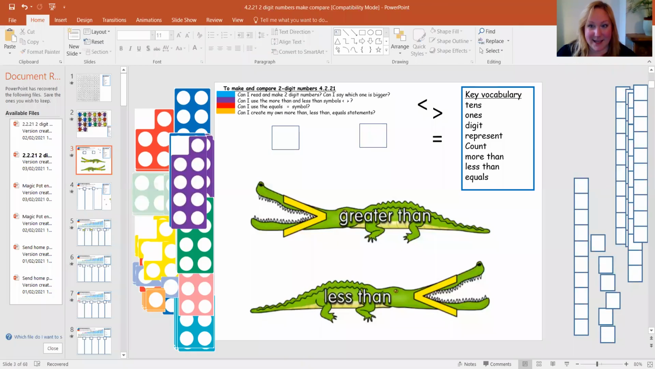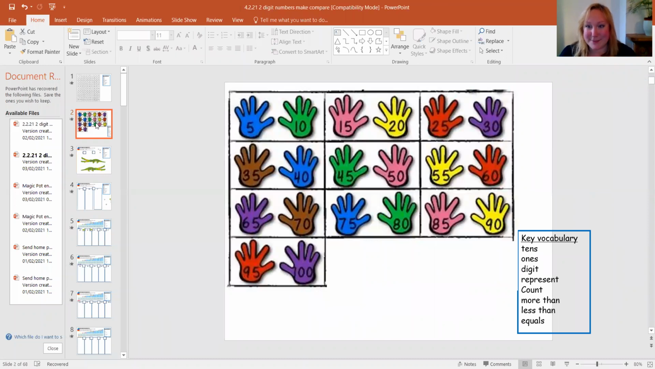Let's jump straight into our amazing maths. Today we are going to carry on making and comparing two-digit numbers. Now, you were fantastic at this yesterday and I loved seeing your crocodiles. Remember, if you want to draw those teeth, that's absolutely fine, as long as we can see what the symbol is. Let's start, first of all, with some counting.